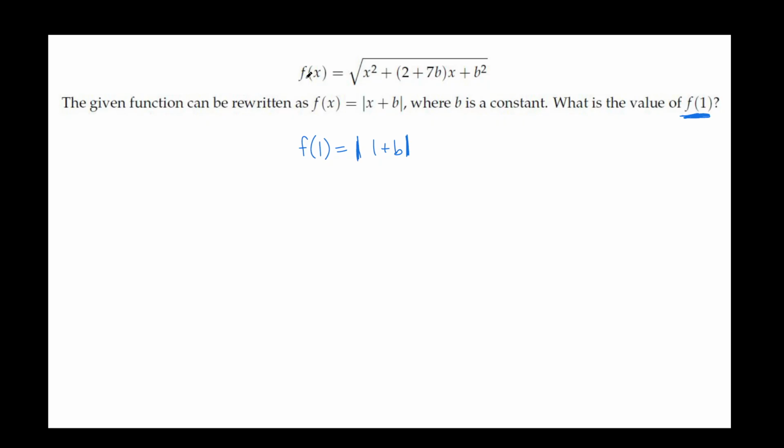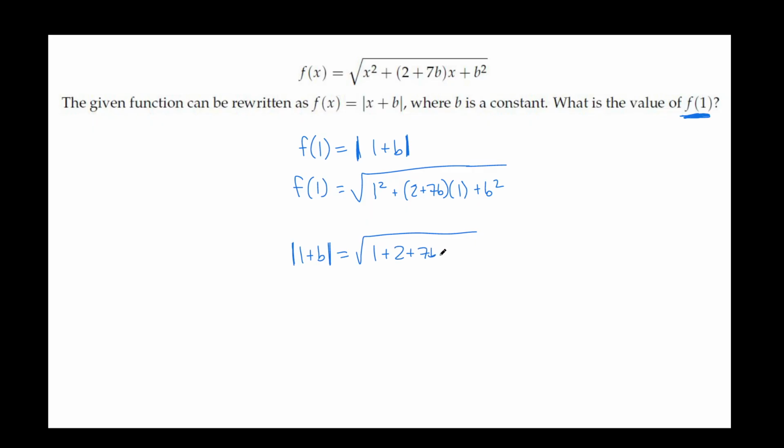And if I actually plug in 1 in the original function, then what I would get is, let's see, 1 squared plus 2 plus 7b times 1 plus b squared. Well, if both of these forms can be rewritten as one another, then these two quantities have to be the same. So what I can do is set these two quantities equal and hopefully solve for b that way. So this would be 1 plus 2 plus 7b plus b squared.